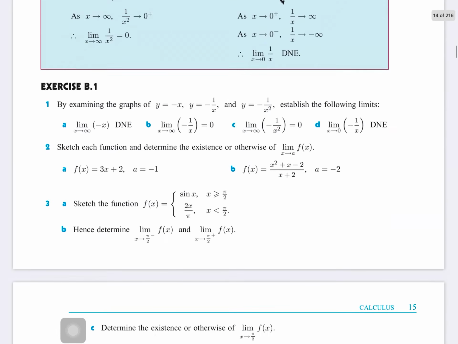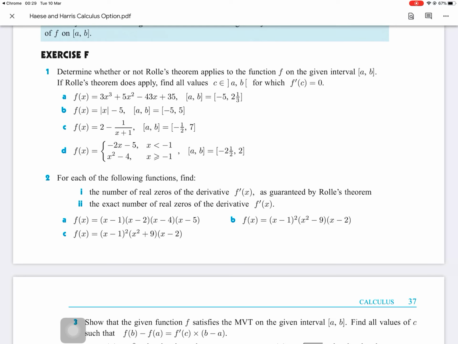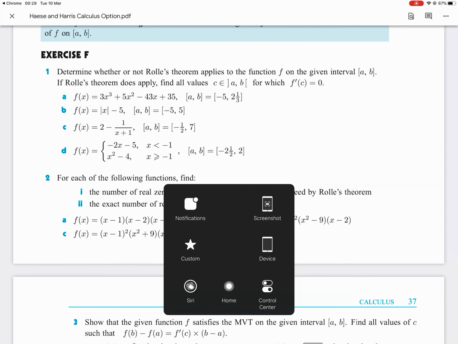Exercise F. Okay, Hayes and Harris has some nice explanations as well as the mean value theorem. So if there's something you didn't understand in today's video, you could go through that. I followed it pretty closely with my notes so that you could go back and take a look at it. And these are the 4 questions in exercise F. Number 1, you've got to determine whether or not Rolle's theorem applies to the function. And if it does, find all values of c for which f prime of c is 0. You can do anything you want to determine where f prime of c is equal to 0. That's completely up to you. Okay. And there's question 2, question 3, and question 4 gets a little interesting.